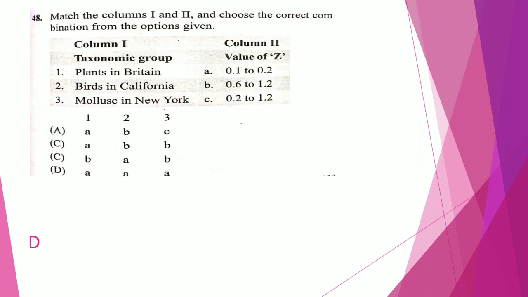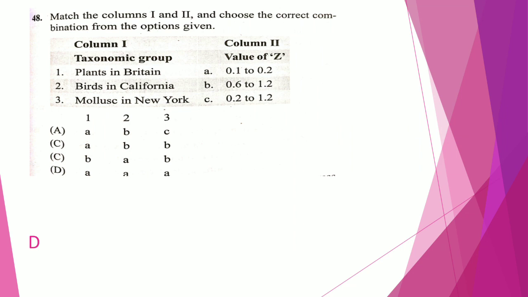Next question: match column 1 with column 2. Choose the correct combination of 1 and 2. They have given a taxonomic group as well as the value of Z: the plants of Britain, birds in California, mollusks in New York. You have to identify them properly. What does each stand for? Here, the plants, I'll tell you the answer here.